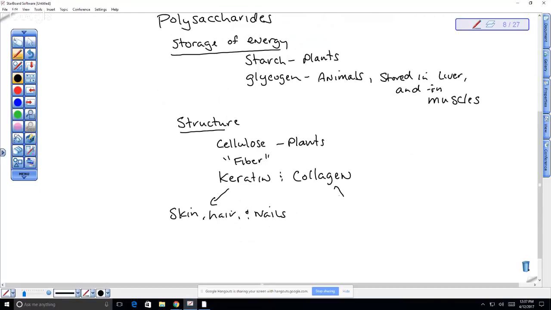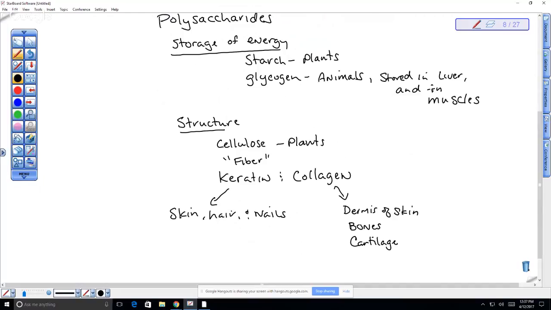Okay, so collagen is found in the dermis of the skin. That's underneath the outer layer, the epidermis. It is also found in your bones and in your cartilage. The reason why bones and cartilage are white is because of the collagen fibers they have in them. So those are structural polysaccharides.